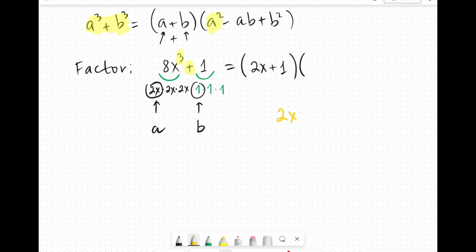Now squaring it means multiplying it by itself. So be careful, make sure you don't write 2x squared. Make sure you write 4x squared, because you have to square both the 2 and the x. So 4x squared. The next thing in the formula is this minus, so I'm repeating that. And then it tells me to take my a, which is 2x, and multiply by my b, which is 1. So 2x times 1 is 2x. Finally, plus b squared, and square my b is easy. 1 squared is simply 1.